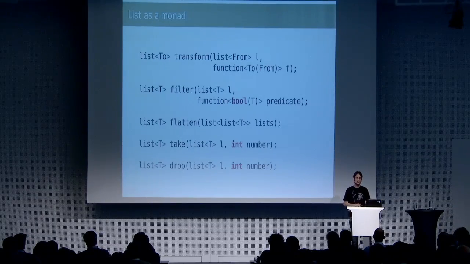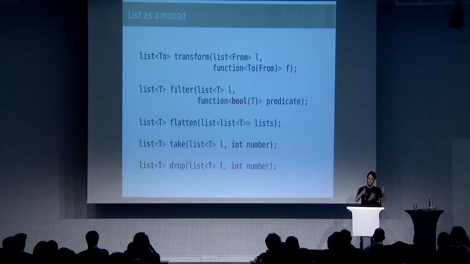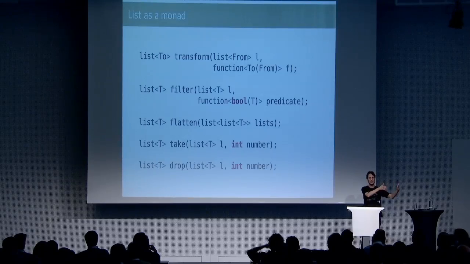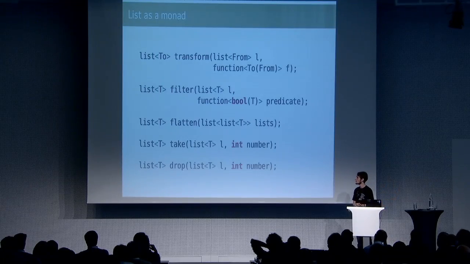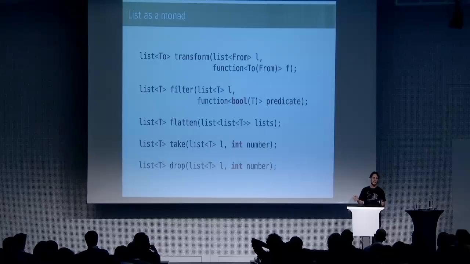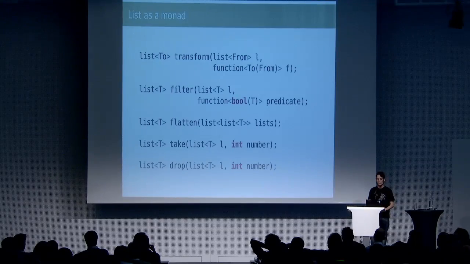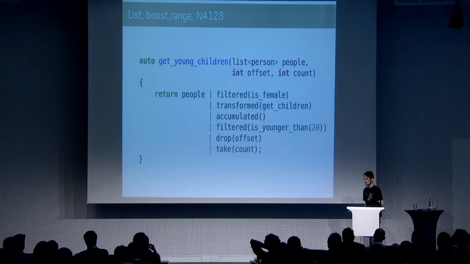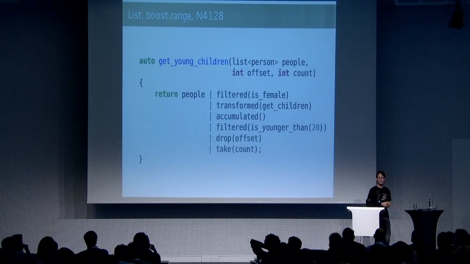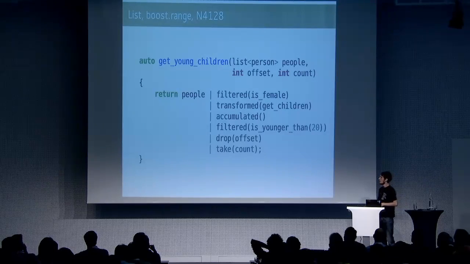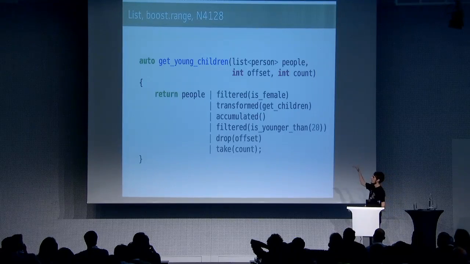You can have a filter function which checks whether a predicate is true for each element and just keeps the elements for which the predicate was true. Flatten creates a list from a list of lists, and take and drop is offset and count. So once you define this, and we have it in the Boost Range library and hopefully in C++17, thanks to Eric Niebler, you get ranges.